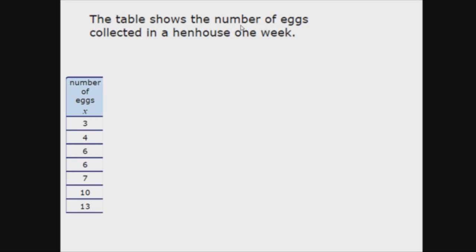Now we've got a question that shows a table of the number of eggs that are collected in each of those 7 days in 1 week. So we have 7 values here, and it tells us to calculate the mean. So for the mean, you add up all the numbers here to give you a total value, and then you divide it by 7 to give the mean of 7.